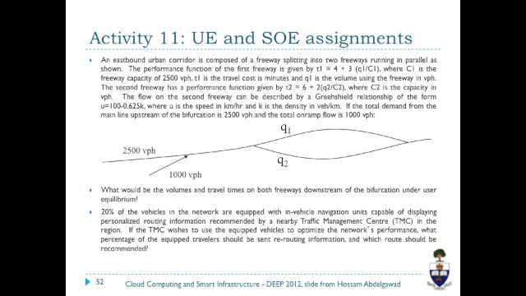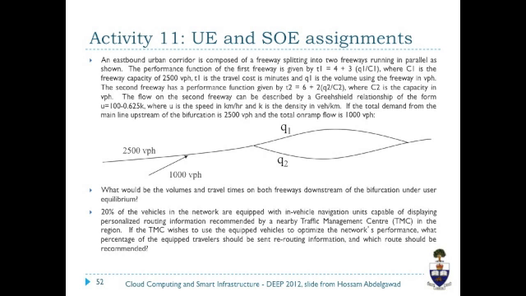The second freeway, which is the lower one, has a performance given by T2 equals 6 plus 2 times Q2 over C2, where C2 is the capacity in vehicles per hour. The flow on the second freeway can be described by a Greenshields relationship of the form U equals 100 minus 0.625 K. So this is the formula that you had written before. K is the density and 0.625, instead of it, you had a different ratio. Check your notes. If you don't have it, I can help you and tell you what it is. Where U is the speed in kilometers per hour and K is the density in vehicles per kilometer.